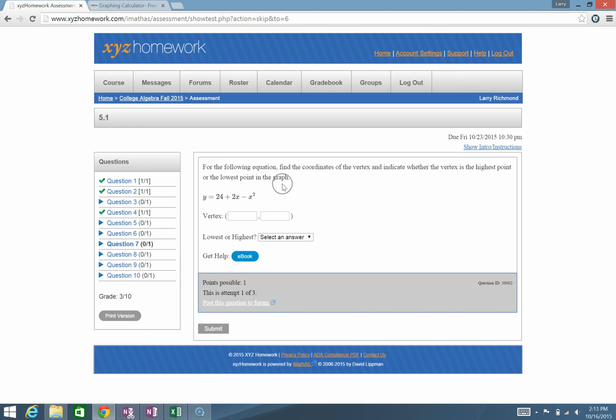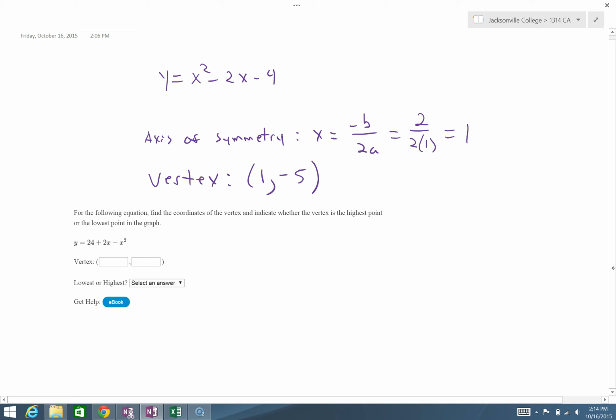All right. It says for the following equation, find the coordinates of the vertex and indicate whether the vertex is a highest point or a lowest point. Okay, we have the equation y equals 24 plus 2x minus x squared. Again, we could graph this and find the vertex very readily. The first thing I note is my value of a here is negative 1. Since a is negative 1, I know the parabola will open downward.